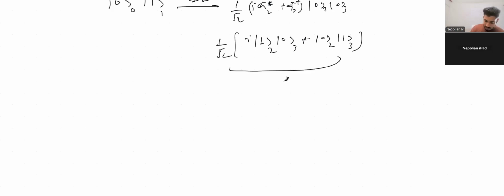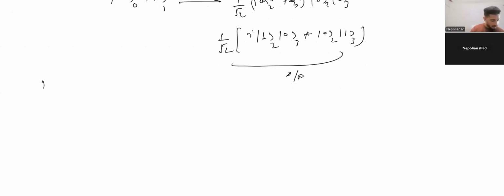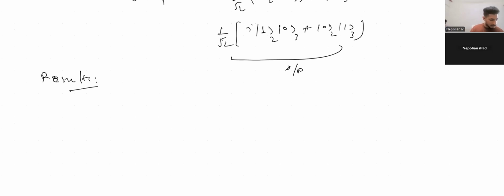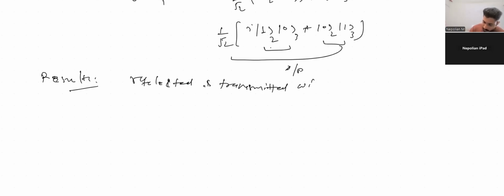So what are the results? A single photon is incident on one of the input ports of the beam splitter, the other port containing only vacuum. It will be either transmitted or reflected. Either it will be transmitted, that is, we get one photon at port number 3, or it is reflected, so we get one photon at port 2. Reflected and transmitted with the same probability, which is (1 by root 2) square, that is 1 by 2, that is 50%.